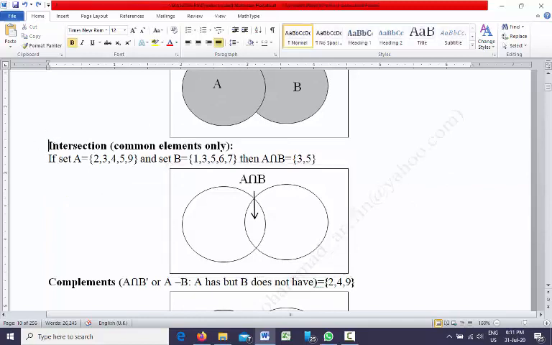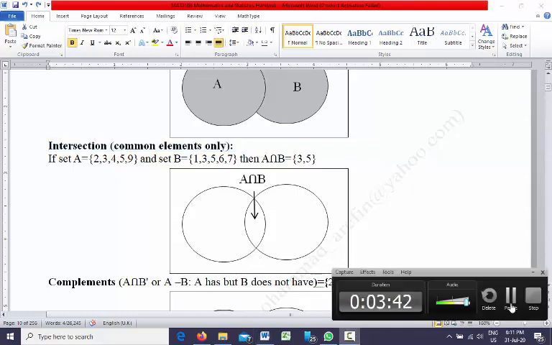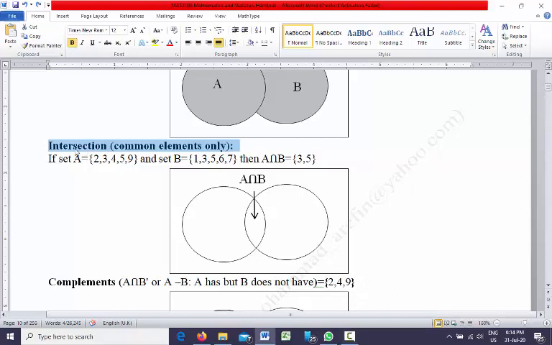Intersection. According to set language, intersection means only common items, only common elements. So here again, set A is this one, set B is this one. So this one is the A intersection B. This is the intersection sign. So we want to find out the A intersection B. That means we will take only common elements.